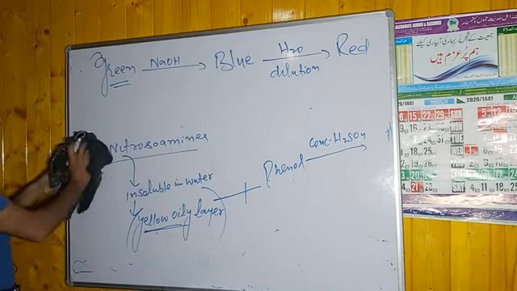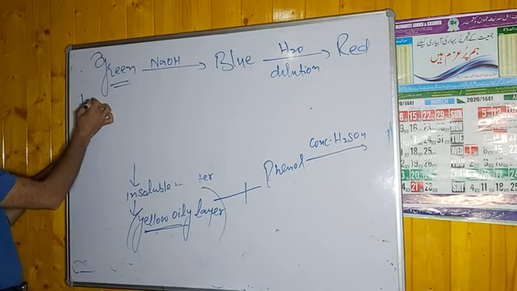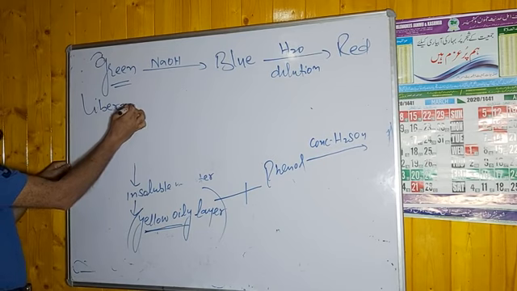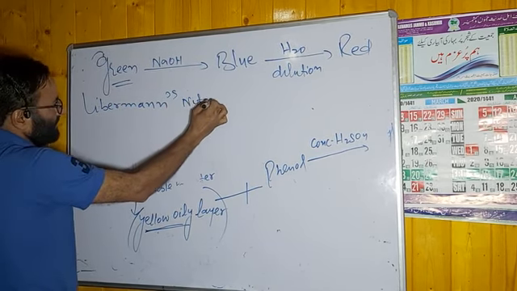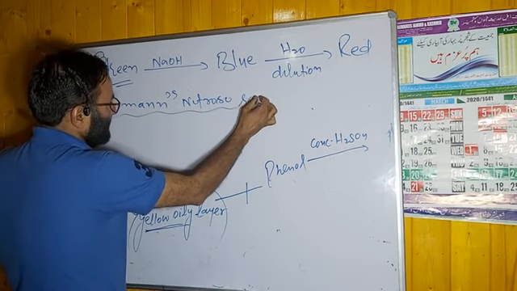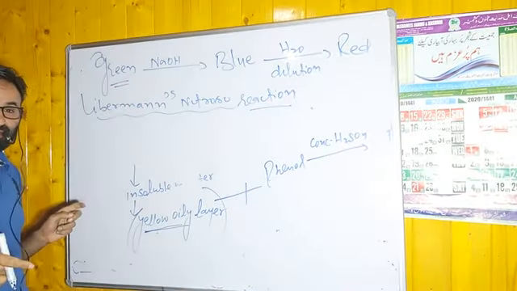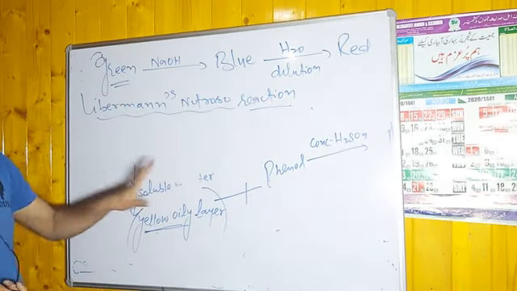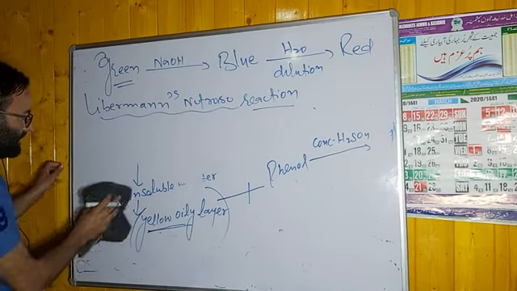Ye jo color change reaction hai, this reaction is known as Liebermann's nitroso reaction. Isko hum kya kehte hain? Liebermann's nitroso reaction. And this Liebermann's nitroso reaction can be used to distinguish 2 degree amines. It is the test for 2 degree amines. Remember this point. You have to remember here.